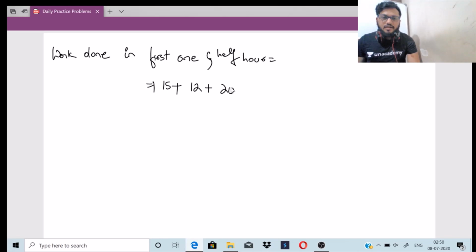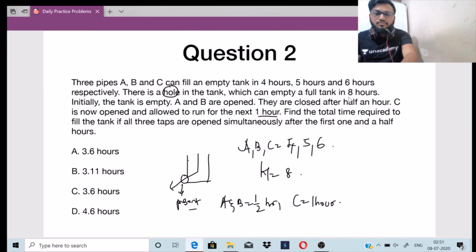Then minus. You will ask, sir, why minus? I have to take minus, because the hole is emptying the tank, right? Here the water is being added to the tank, but the hole is emptying the tank. The hole empties the full tank in 8 hours.